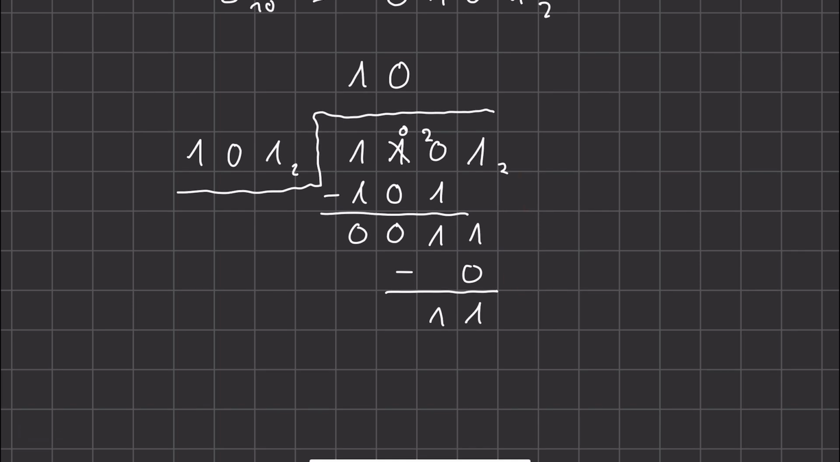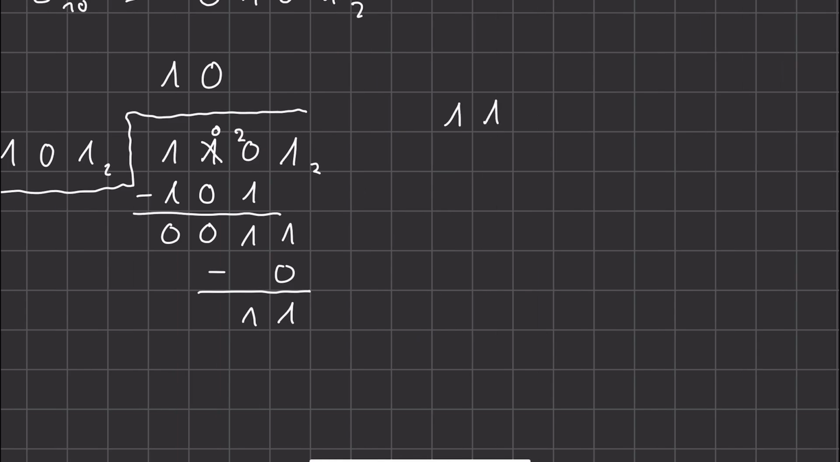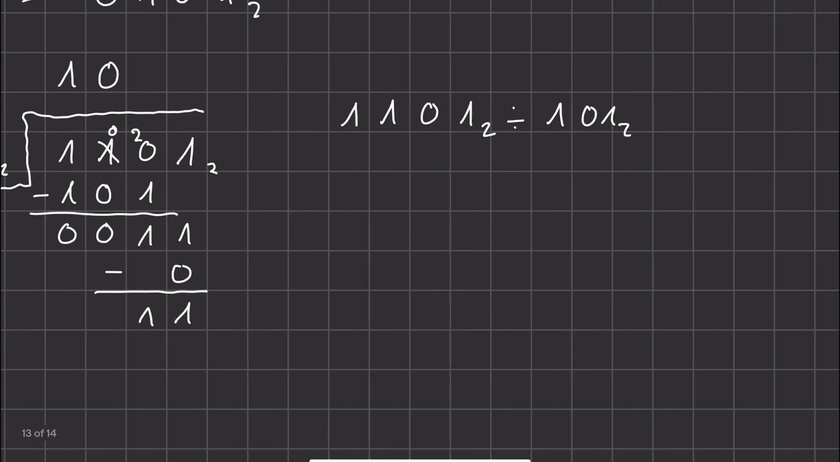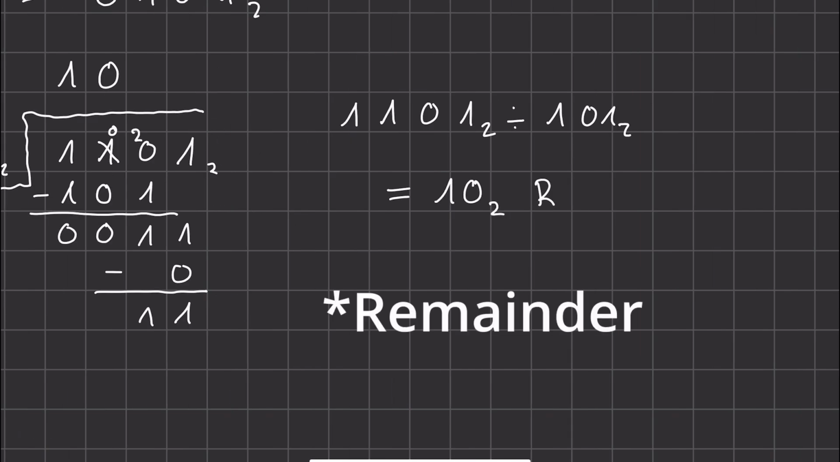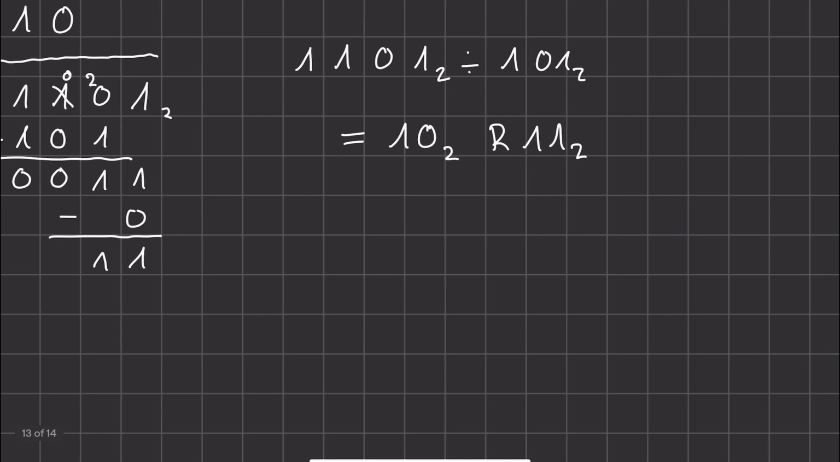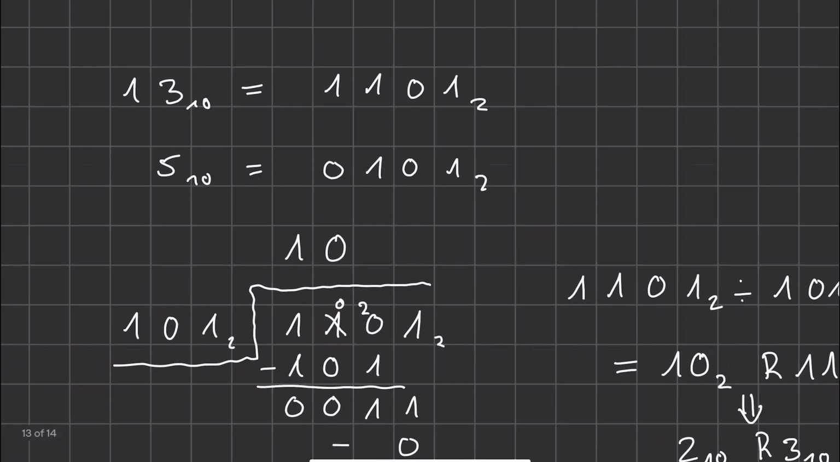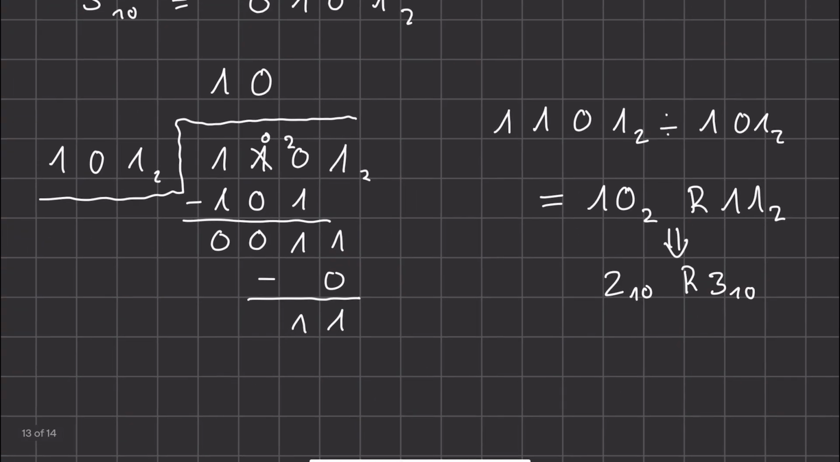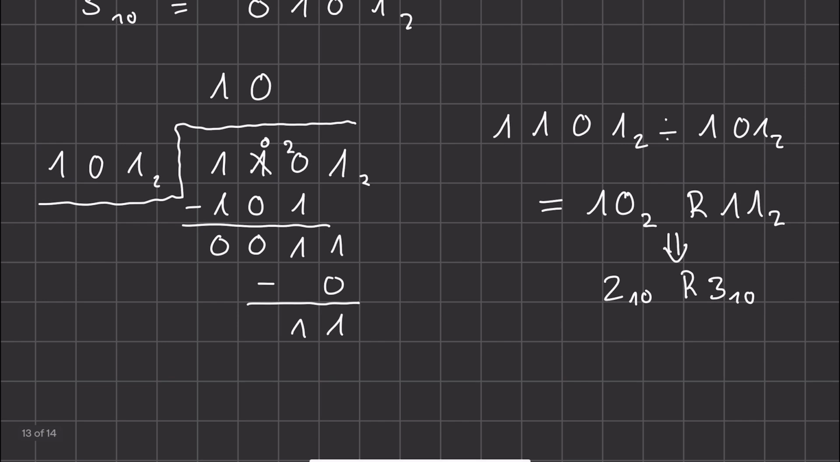And the result is, so 1, 1, 0, 1 divided by 1, 0, 1 is equal to 1, 0 with the rest of 1, 1. And this is equal to 2 in base 10 with rest of 3 in base 10, which you'll see is the same result. I suggest you do some examples just to get some practice on this, as it's very useful.